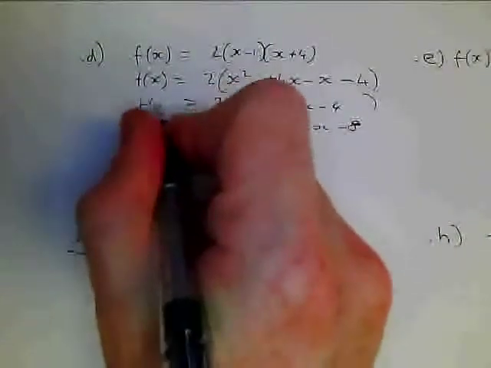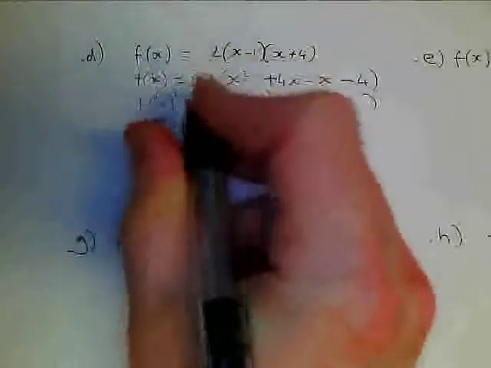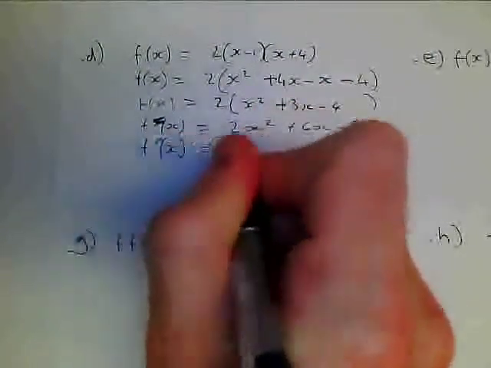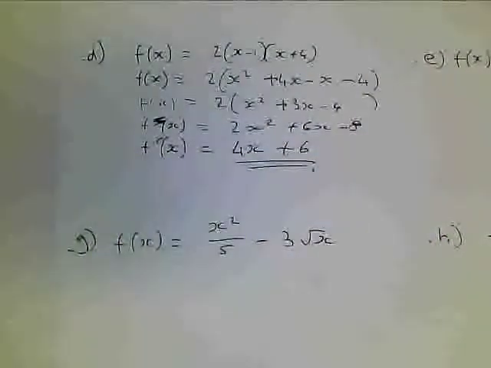This is still f of x, still f of x, f of x. And now it's f dash x, because we differentiate now. 4x plus 6, and that's it.